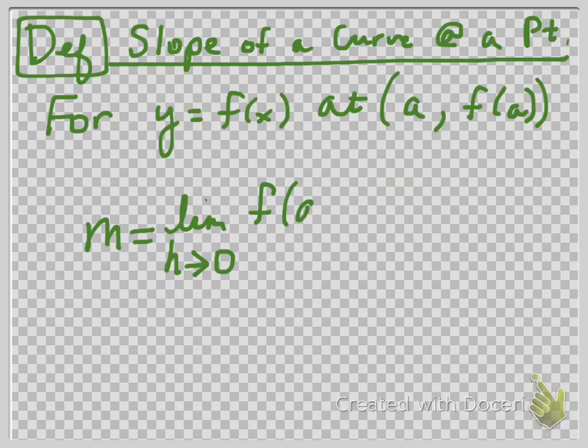f of a plus h minus f of a, over h. What is that? What are we taking the limit of? The slope. Okay? So we're forcing h to be 0.